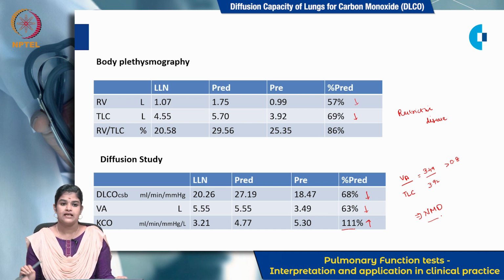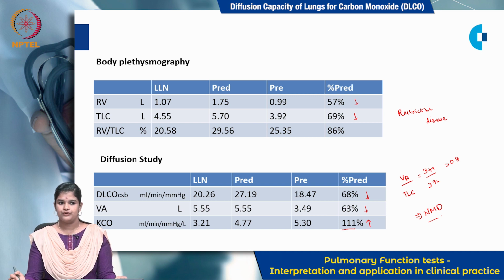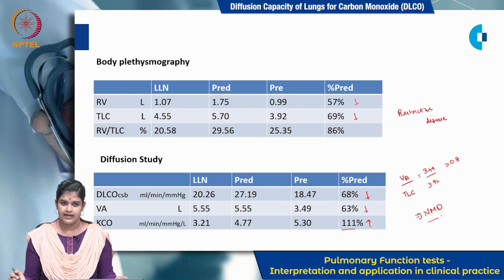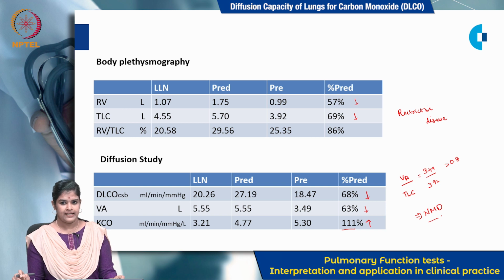So, to summarize, for interpreting diffusion capacity of the lung, we need spirometry, lung volume reports, and the TLC report, and we have to look into three components: DLCO, VA and KCO, and in certain situations we have to look into VA by TLC.